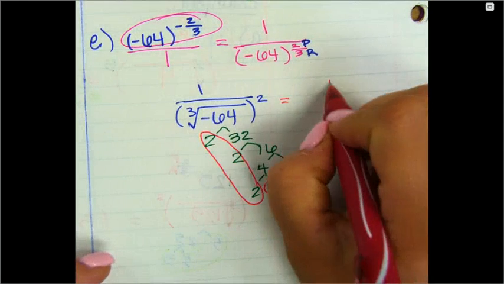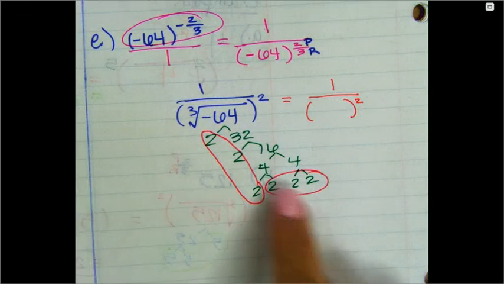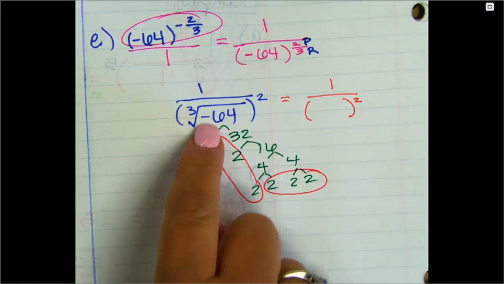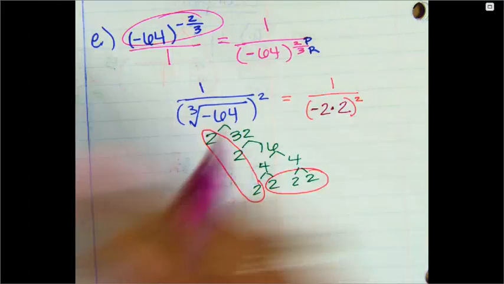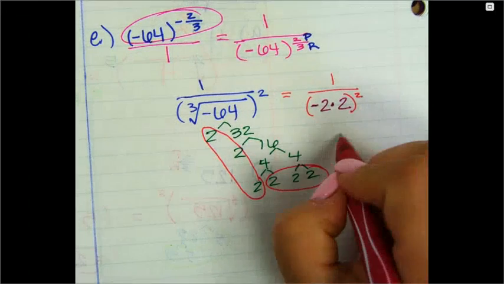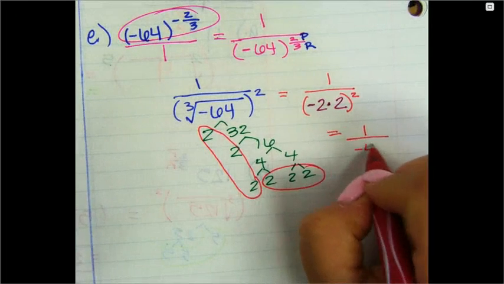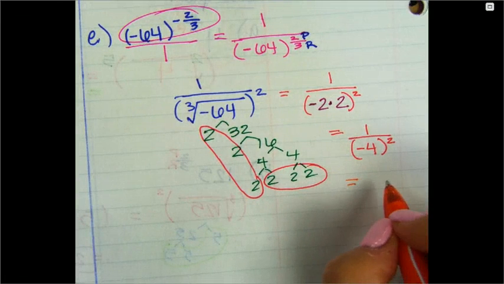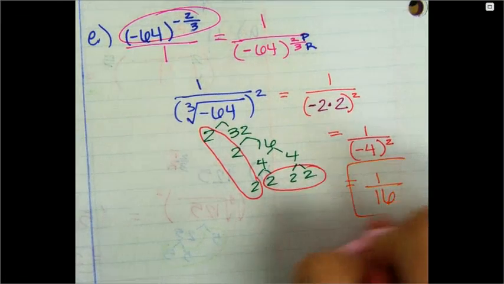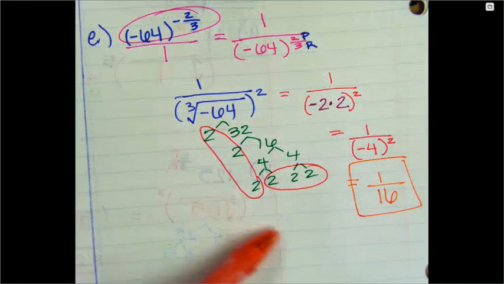So now I have 1 over. There's a squared on the outside, correct? Okay. One of these has to be what? Negative, because it was a negative. So negative 2 times 2. It's not really going to do a whole lot to my problem, but we need to make sure we knew there was a negative. What is negative 2 times 2? Negative 4. We square that, which is what? 16. So 1 over 16. Yes? Makes sense? A little bit.